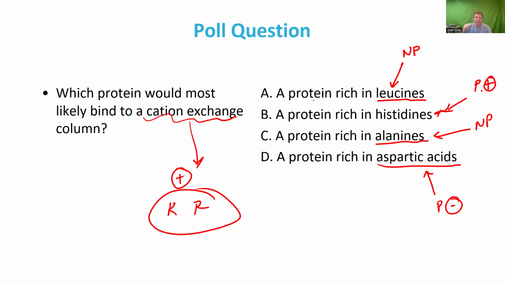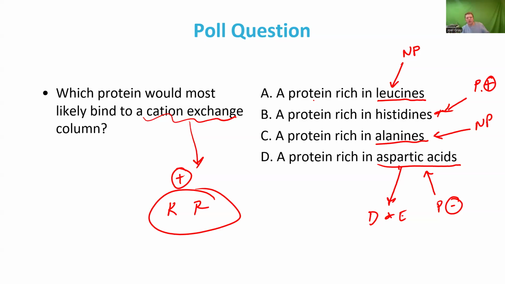Then it's also important to think about, if we're looking for a protein with positive charges or a protein with negative charges, what do we expect to see? Positive charges, we expect to see histidines, lysines, or arginines. If it's a negatively charged protein, therefore it's going to bind to an anion exchange chromatography column, we're expecting lots of aspartic acids and glutamic acids, D and E.